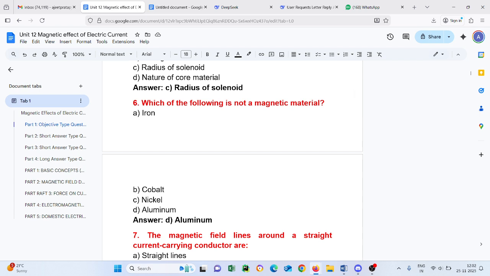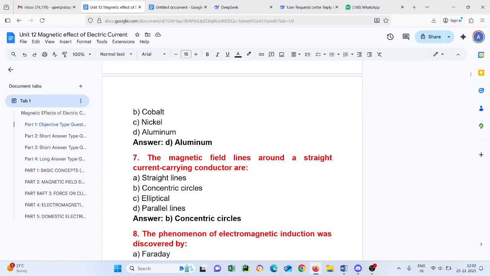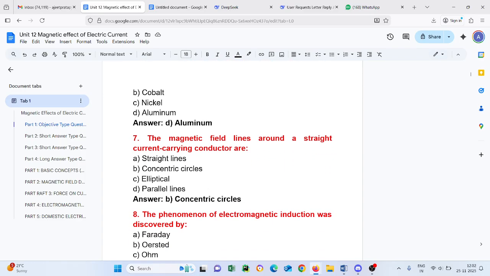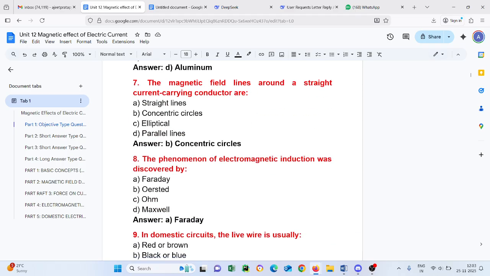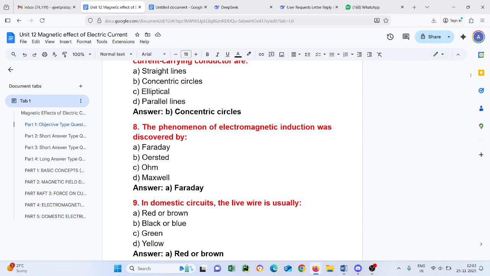The magnetic field lines around a straight current carrying conductor are A, straight lines, B, concentric lines, C, elliptical lines, D, parallel lines. The answer is concentric lines. Question number 8: the phenomenon of electromagnetic induction was discovered by Faraday, Oersted, Ohm, or Maxwell. It was discovered by Faraday.